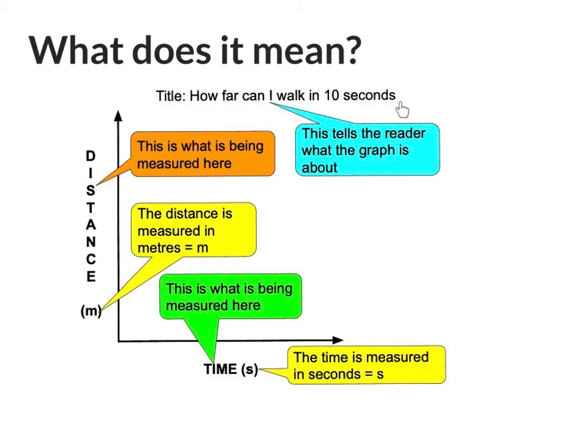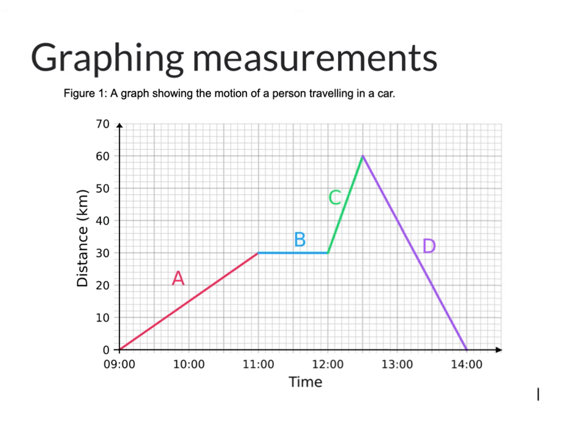A really good graph would tell the person what we're actually doing, or what's being shown in the graph. This is one we could have, and we could see what's going on. Everything on this line here is 0 metres away. In other words, you're back where you started.